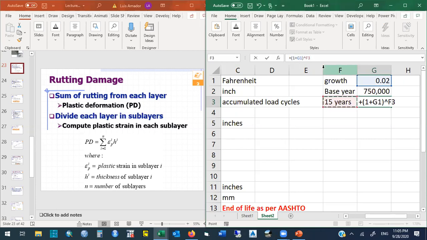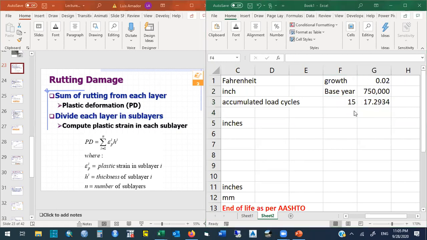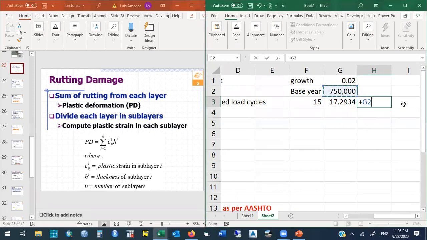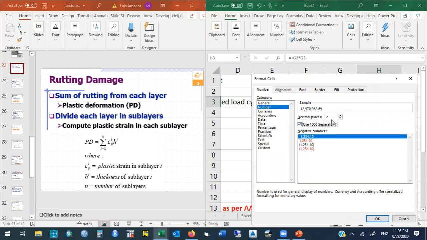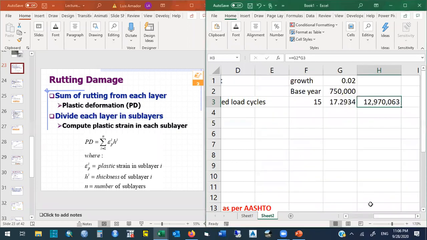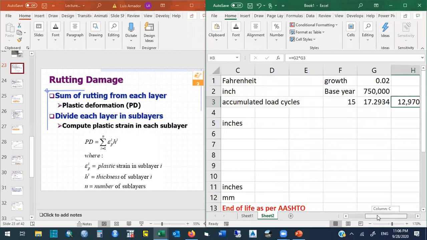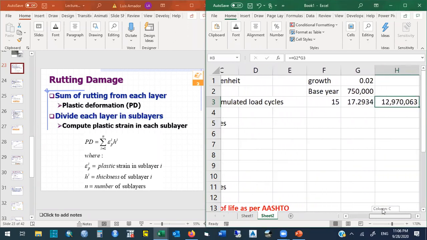That's going to give me an error. I know. I need to just type the 15. I'm creating an accumulation factor. After 15 years, you have 17 times as accumulation factor. So after 15 years, you will have 12,970,000 loads. I say 11 million, so it's a little less than that.